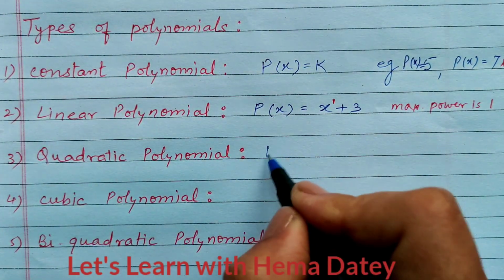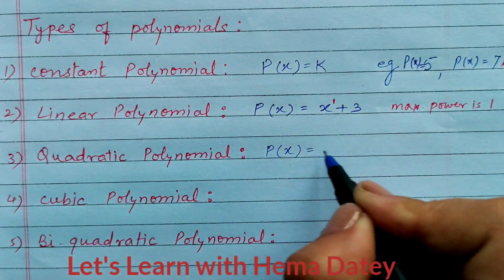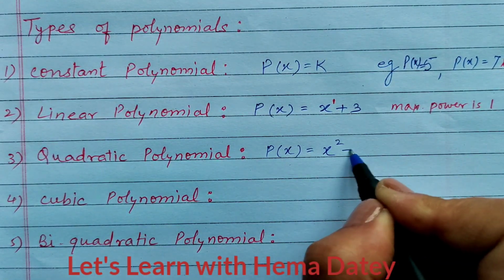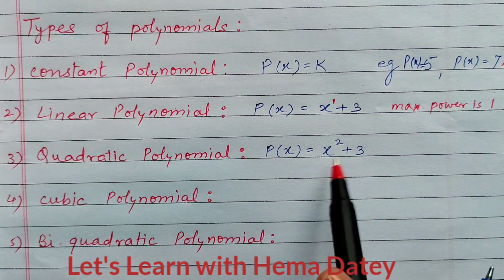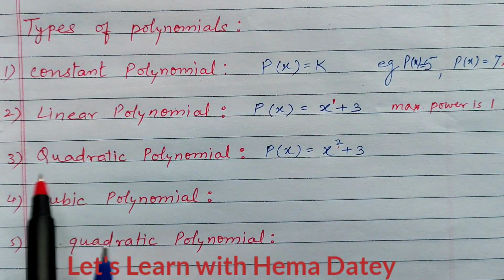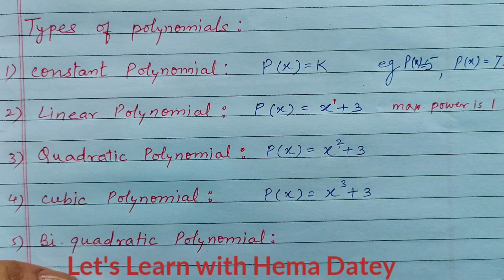Next is a quadratic polynomial. Example of a quadratic polynomial is p(x) equals x square plus 3. Maximum power of the variable x is 2. So the degree of this quadratic polynomial will be 2.